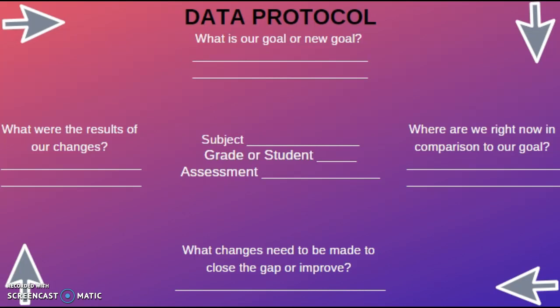With this data protocol, it just keeps going. We're always assessing. It's continuous. There's never an end game to it. It just keeps going and going and going. So once we've met a goal, we set a new goal. If we haven't met that goal, then we need to start over. We need to think of different ways to try to improve our scores for an entire grade or for an individual student.